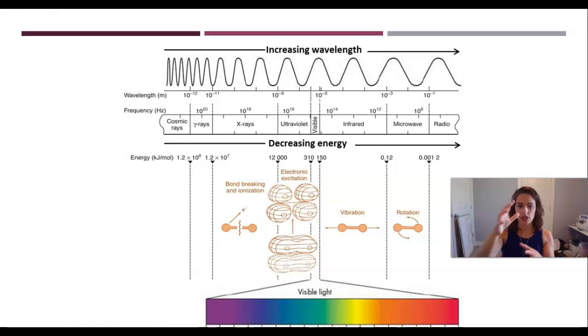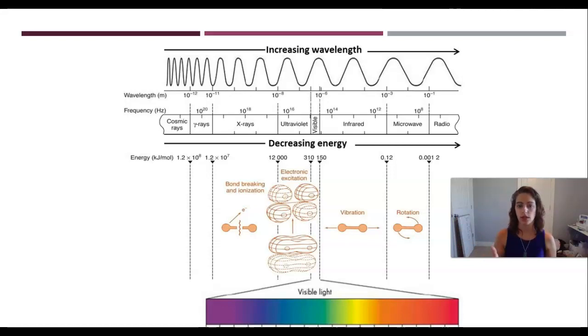Okay, so we've got rotation, then vibration, then electronic excitation, so that's where the electrons are going to move, and then the next one past that is bond breaking and ionization. So that's where there's enough energy to break those bonds and to cause electrons to leave, and so that's where you form ions. So that's the next step beyond.